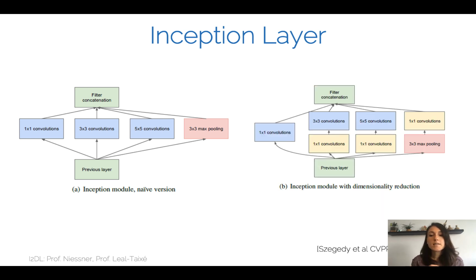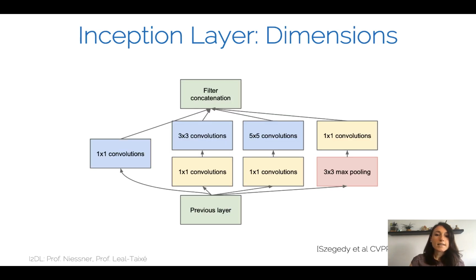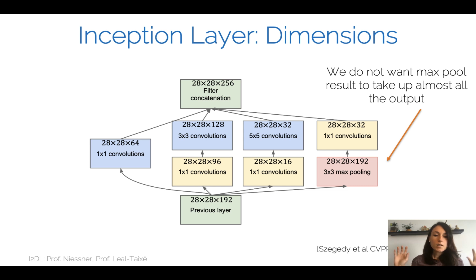So I'm going to place these yellow blocks, which are 1 by 1 convolutions, before the convolution operations, especially before the 3 by 3 and the 5 by 5 convolution, and also after the max pooling. So let's see the example with the sizes that we had before, but now what happens with these 1 by 1 convolutions. So I'm going to have my previous layer, which is still 28 by 28 by 192.